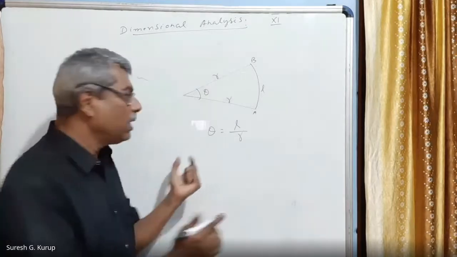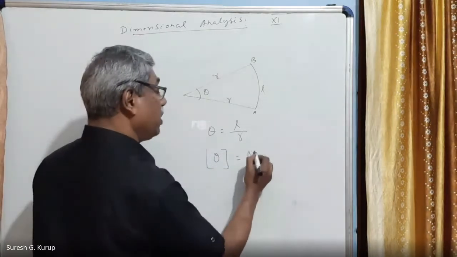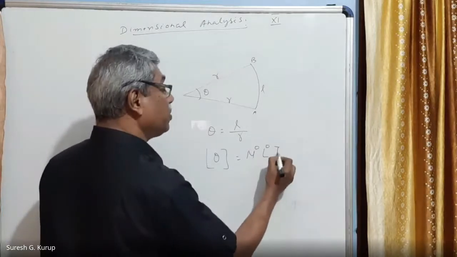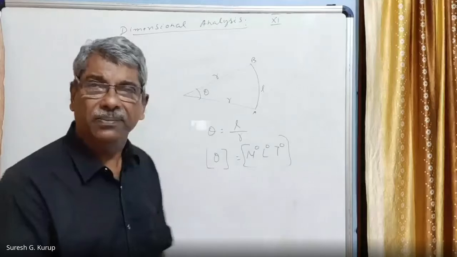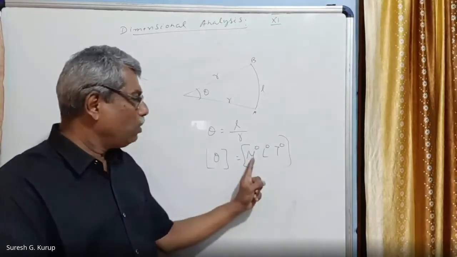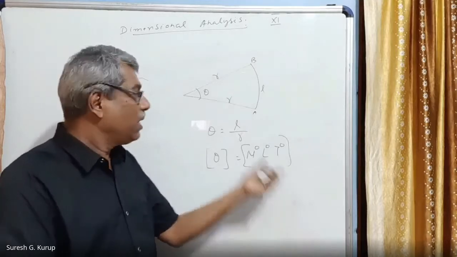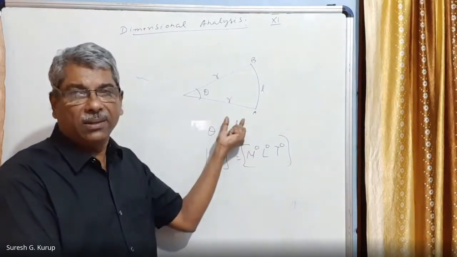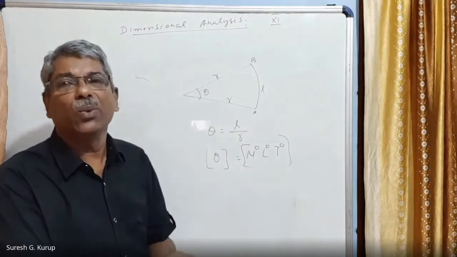If you are asked to write the dimensions of angle, then we can write it like this. The dimensional equation of theta is M raised to 0, L raised to 0, T raised to 0. You can write that, no problem. Right? Any quantity raised to 0 is 1. 1 into 1 into 1 is equal to 1 only. Here also 1 only. Arc is a length, divided by radius, also a length. Length over length is equal to 1 only.